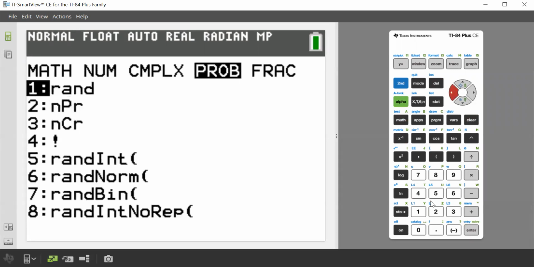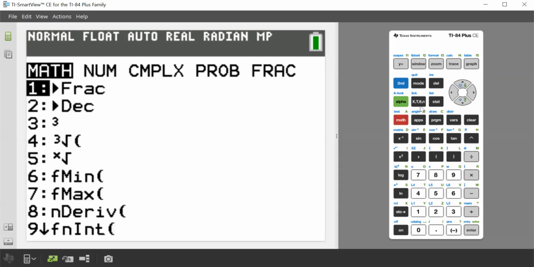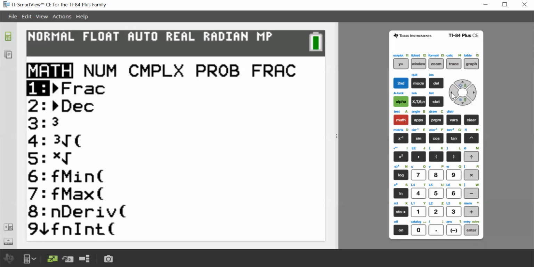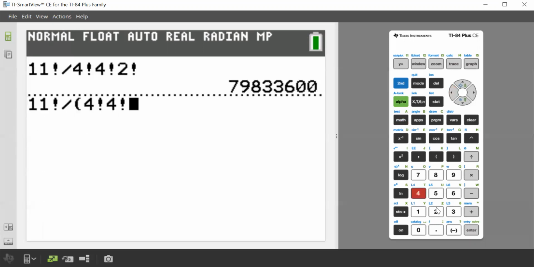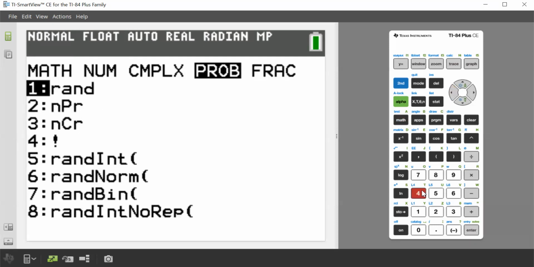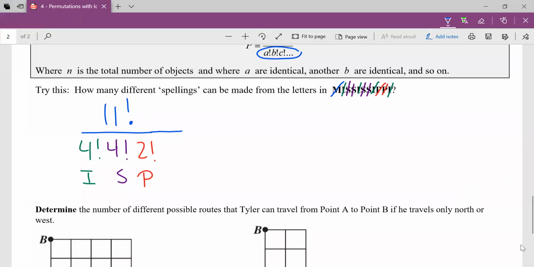11 factorial divided by, I'm going to get it right this time, 4 math over to probability, 4 math over to probability, 2 over to probability. And this time he's finally got it. There it is. Now, if you have this button, alpha y equals, use this feature instead. It's just way easier. And try to get it in your calculator right, unlike what I was just showing you. Don't do that. So there's how we're going to get that in our calculator.